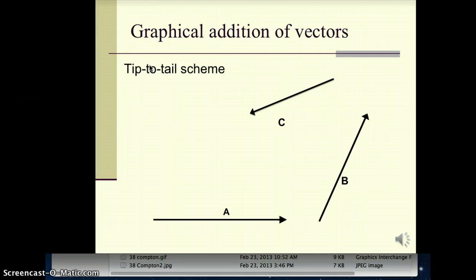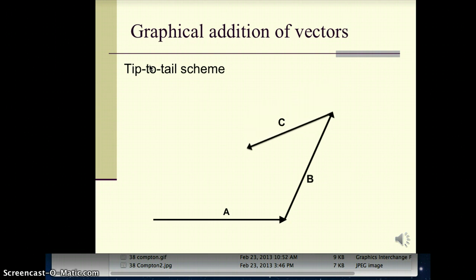The first thing we do is we move vector B so that its tail is exactly on the tip of vector A. Then we move vector C so that its tail is exactly on the tip of vector B. This leaves the tip of vector C sort of out there in space. And now we go back to the origin, that is the tail of vector A. We draw a new vector from the tail of A to the tip of C. And this is our new vector D, the sum of A and B and C.